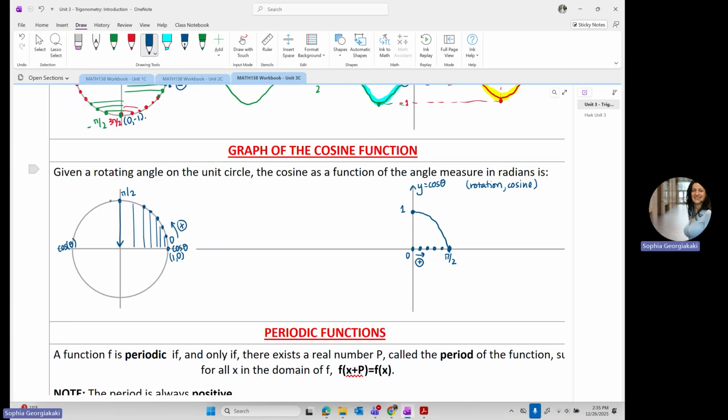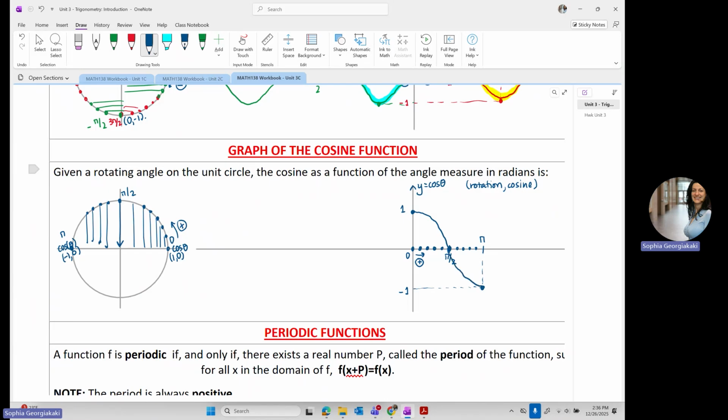When I pass pi over 2 and I keep going on the circle, this is the point of rotation. So now I'm in quadrant 2 here. My cosine has now become negative. And then when I hit rotation equal to pi, so if this point on the circle goes to pi, then my cosine, which is the first coordinate, will be equal to negative 1. So at pi, I will have a point on my graph that will have rotation pi, and cosine negative 1. So it's going to go like this.